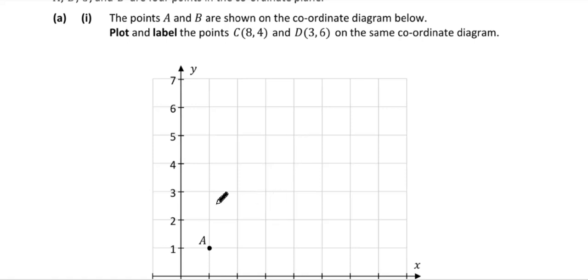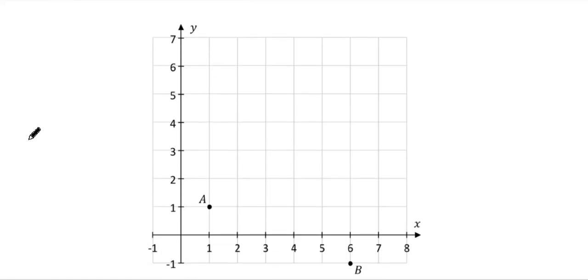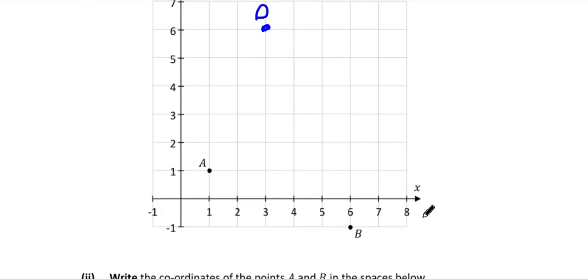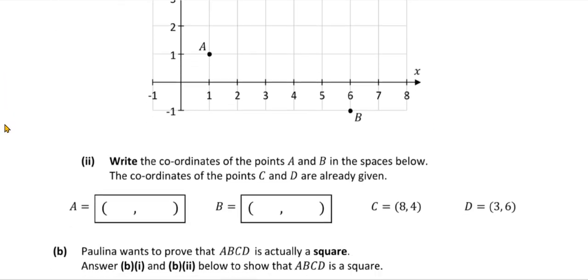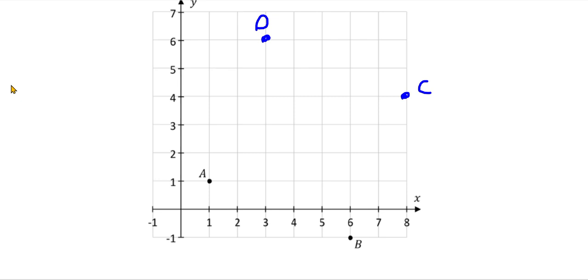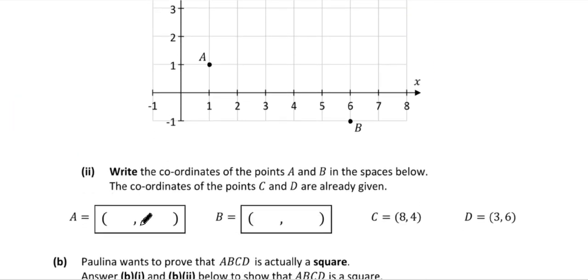Going to draw 8, 4 and 3, 6, okay? 3, 6, D. And what's the other one? 8, 4, C. Are you okay with that? Okay. And what's A? And B?